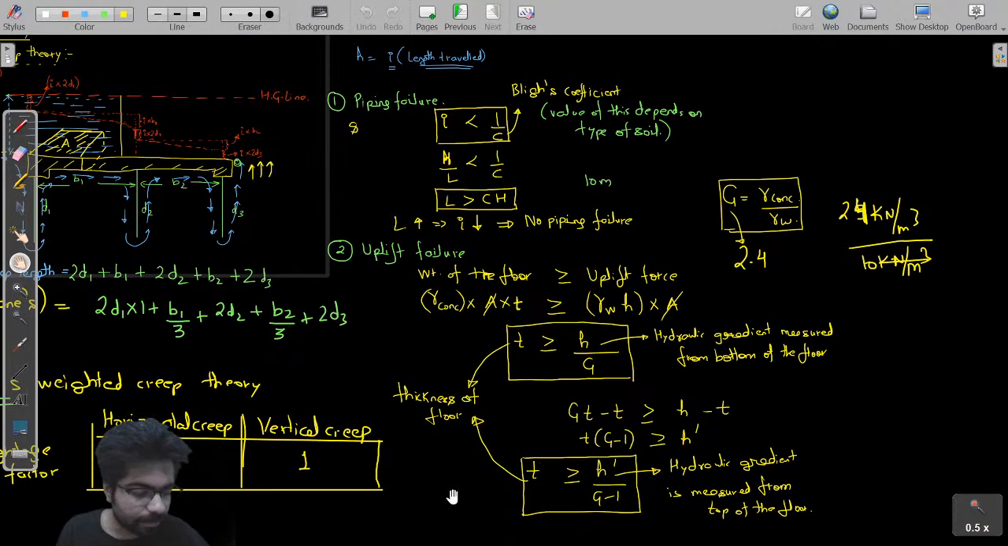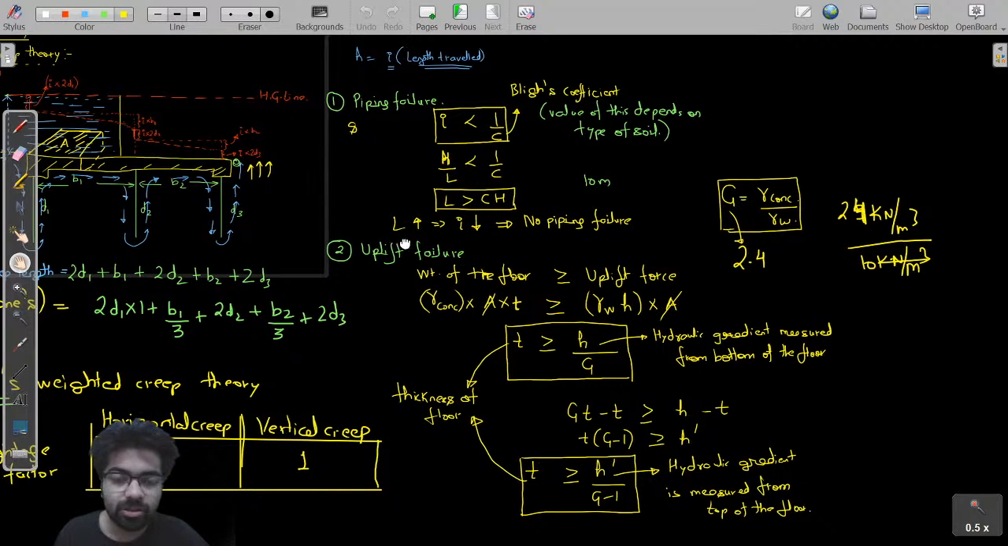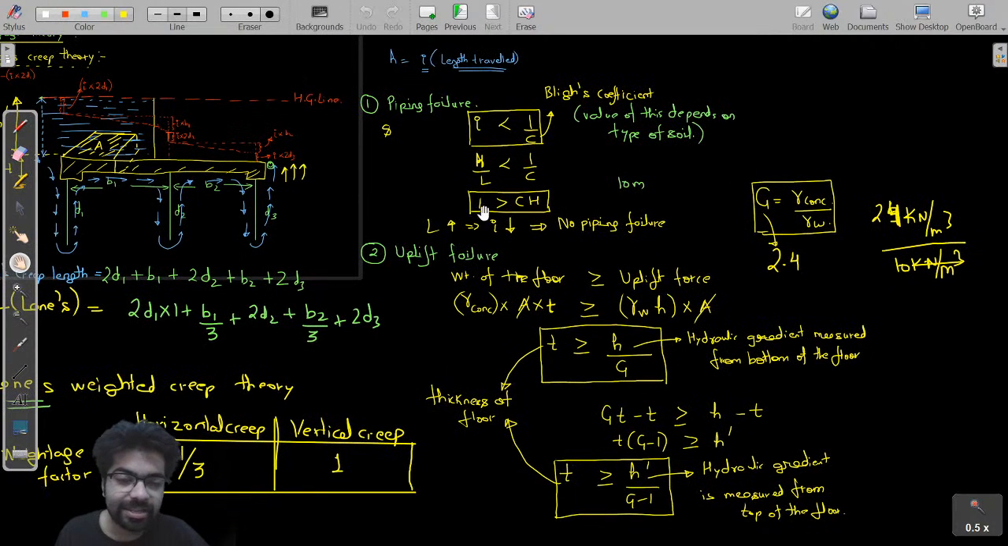As you all know, now let's solve a question based on both these criteria. And you all should remember that this L is your Blake's creep length, which should be as long as possible. Then it will be great, as you all know till now. So let's solve one question.